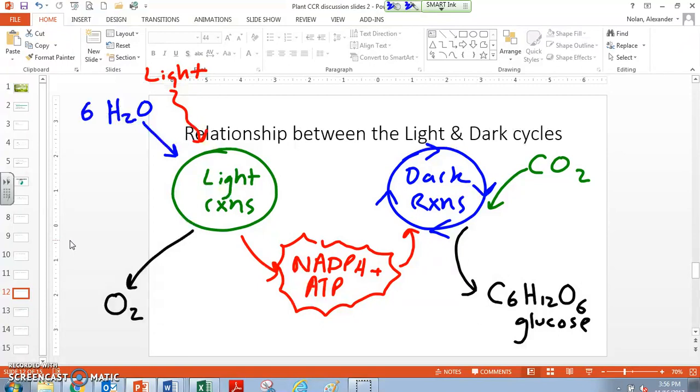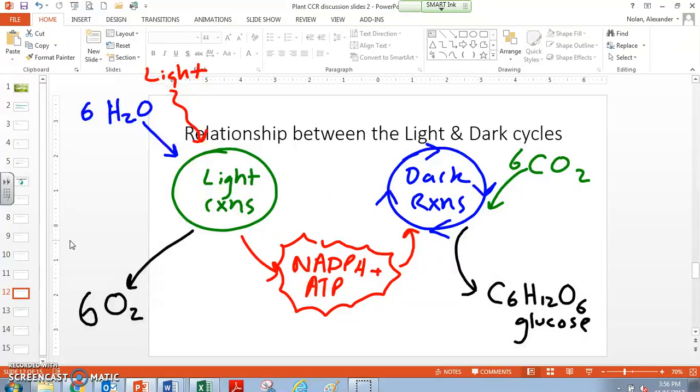And if we really wanted to balance this out, we would say we're going to use 6 waters. We're going to produce 6 oxygens. We're going to use 6 carbon dioxides. And then we're only going to produce 1 glucose from all the 6 carbon dioxides and the waters that we used at the beginning. Once this is all said and done and balanced, this is what our reaction looks like.